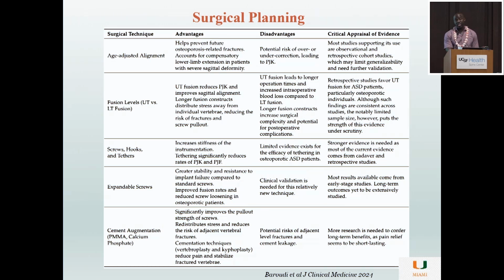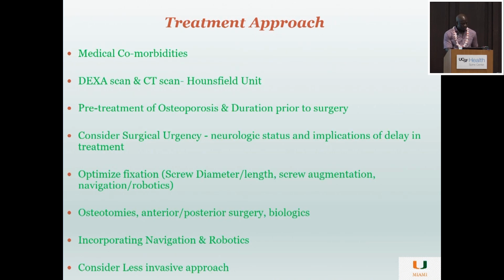Screws and hooks. If you look at the studies on mechanical failure, looking at PJK, by far it's still level 3 evidence, but hooks have been shown to be most effective at reducing the risk for PJK. Using expandable screws to help get better fixation or better capture of the bone, and then using screw augmentation. Do you use cement? Do you use PMMA or calcium phosphate to help augment your screw to improve the binding of the screw to the bone?